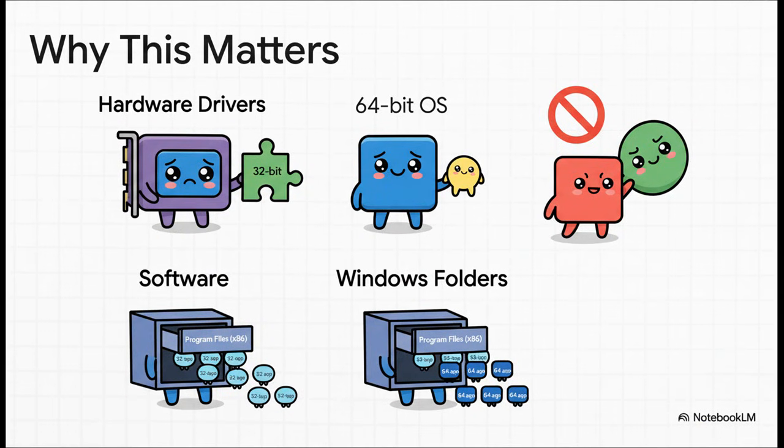So here's the crucial part. This isn't just some abstract number. It has very real-world consequences for you. You need 64-bit drivers for your hardware to work on a 64-bit system. And hey, have you ever wondered why Windows has 2 Program Files folders? This is why. That x86 folder is basically a legacy container for all your older 32-bit apps, keeping them separate from your modern 64-bit ones.